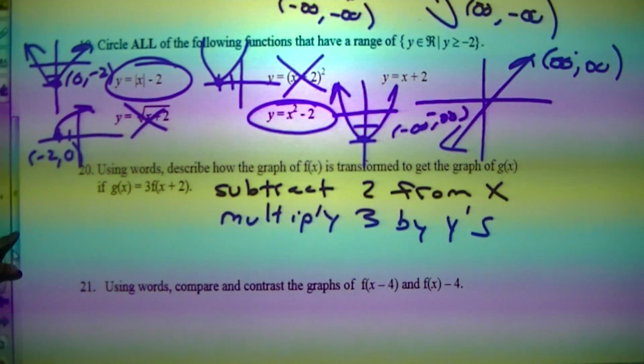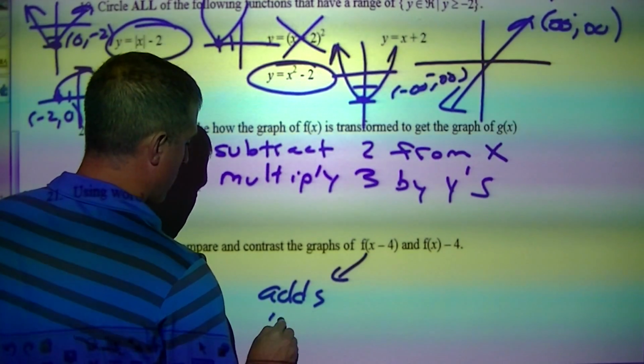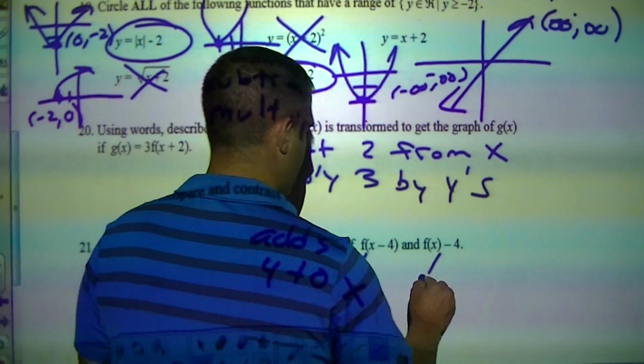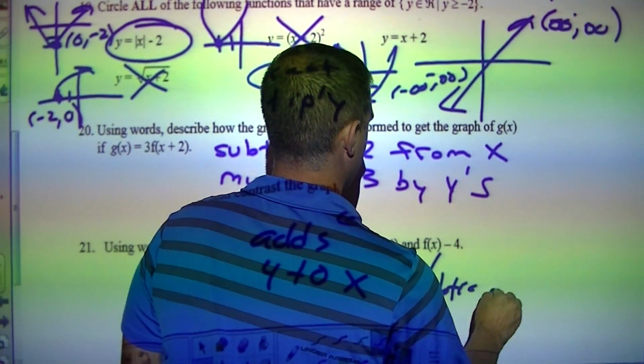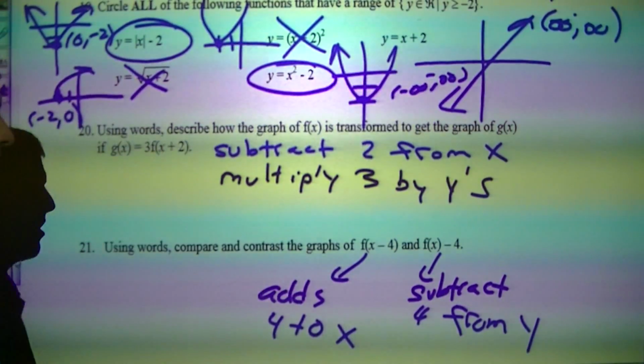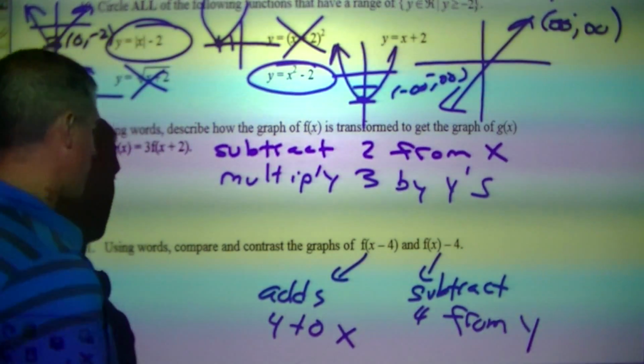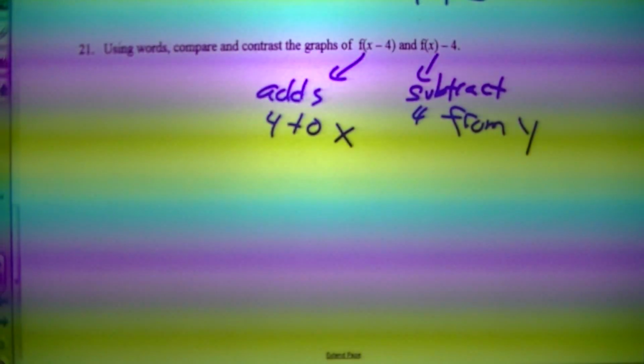Using words, contrast. This one adds 4 to x. This subtracts 4 from y. I would also take the example that this anchor point would be (4, 0) and this anchor point would be (0, -4). Either way would be acceptable. All right, so that's it for chapter 1. Go through that review and you should be fine.